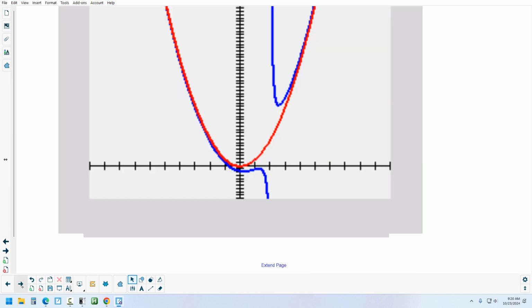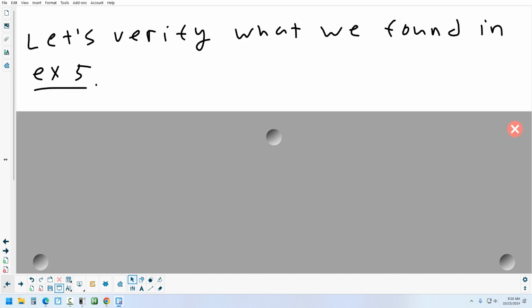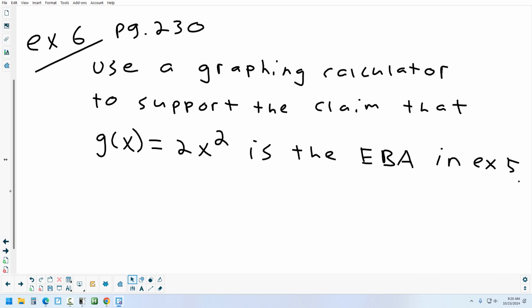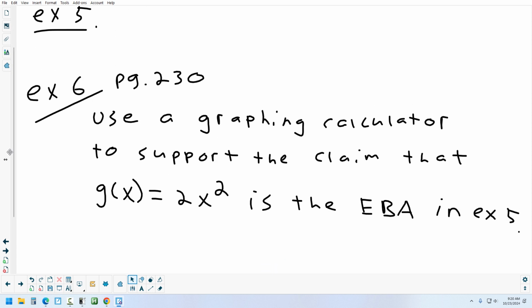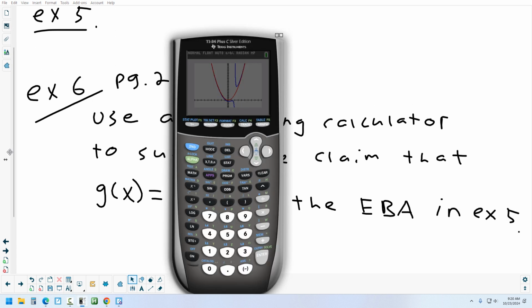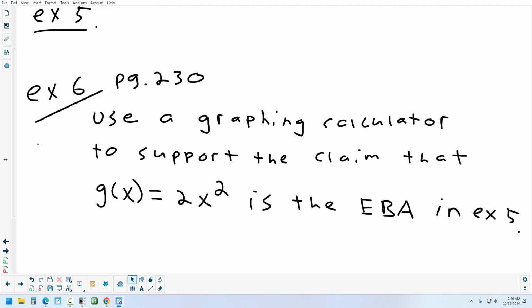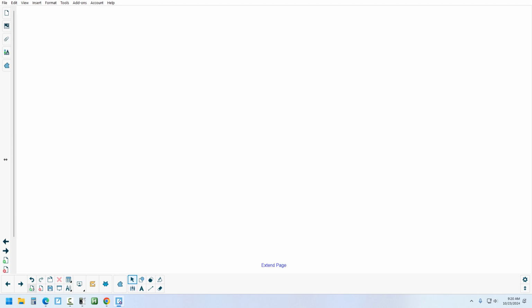All right, so we verified that, using a graphing calculator. Example 6 was to do what I did right there. I graphed it, and I verified that it is getting closer and closer. So we did that. Let's try another one where we find the EBA. Let's try this one. 2x cubed minus 2x squared. So I'm going to call this example 6.